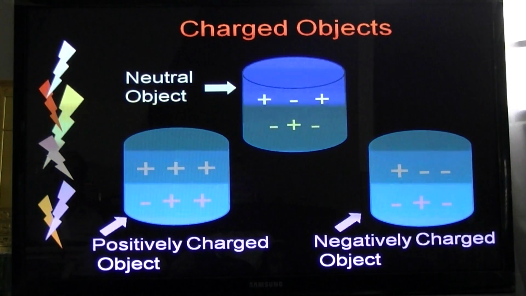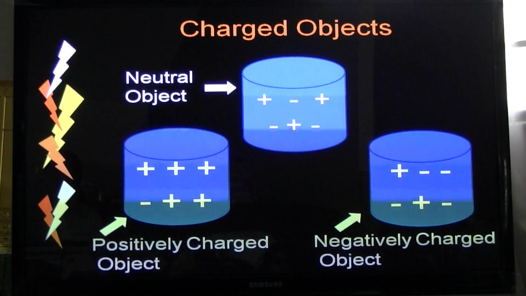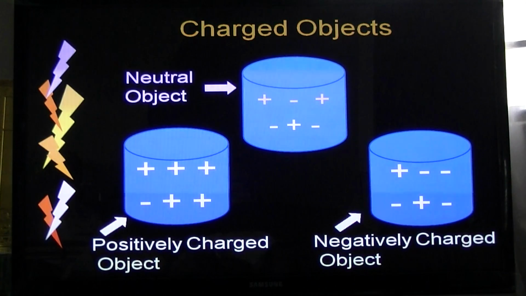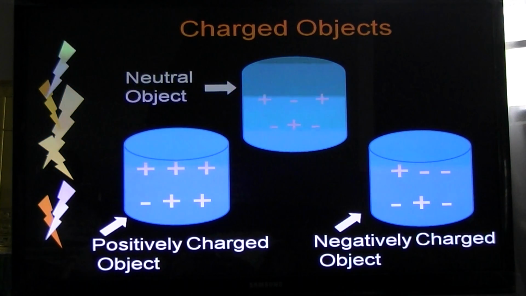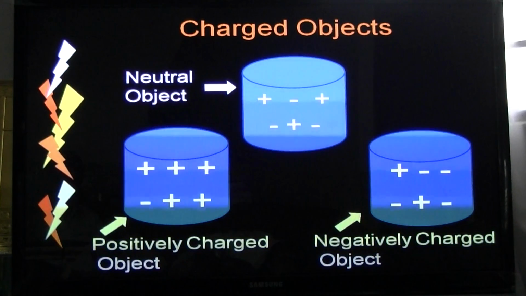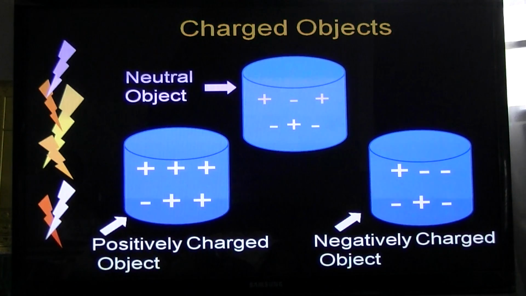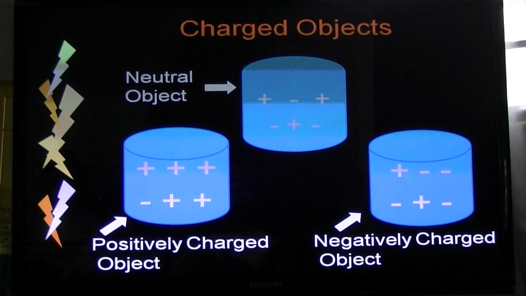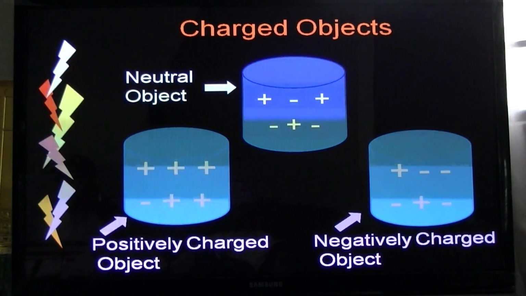The next one, on the right-hand side, is the negatively charged object. Why? Let's count. How many protons? 1, 2. How many electrons? 1, 2, 3, 4. So there are more electrons, so it is negatively charged. You get it? Alright.